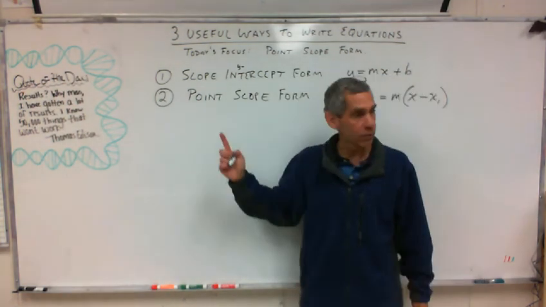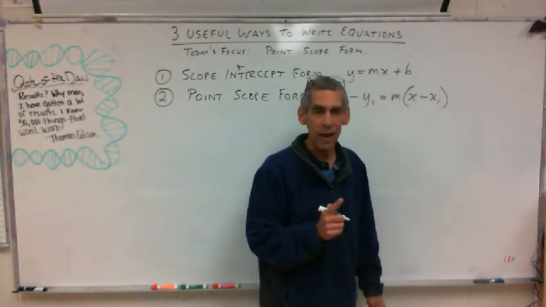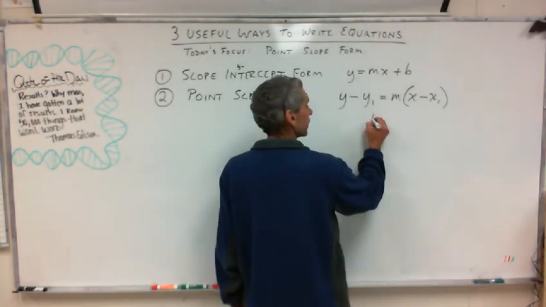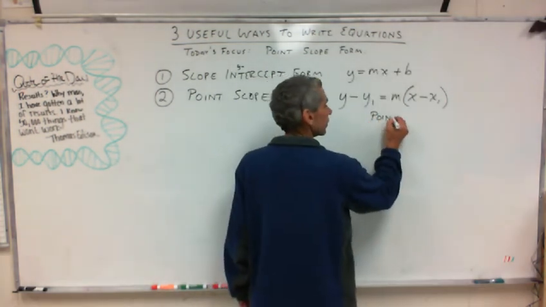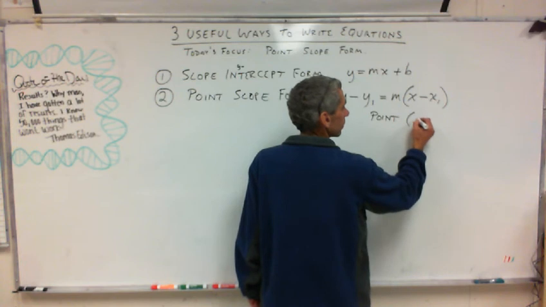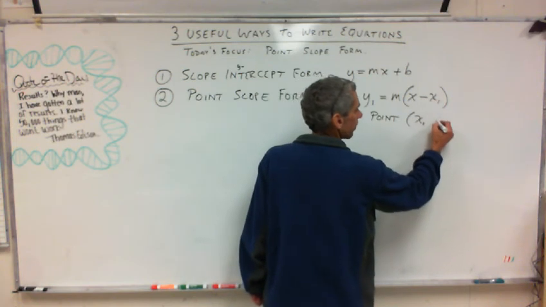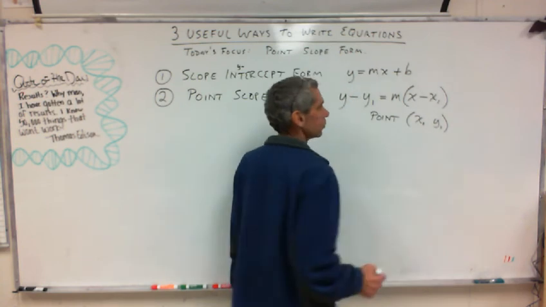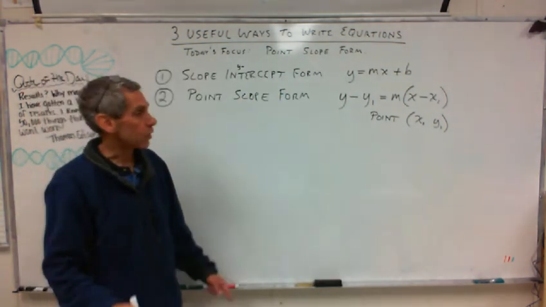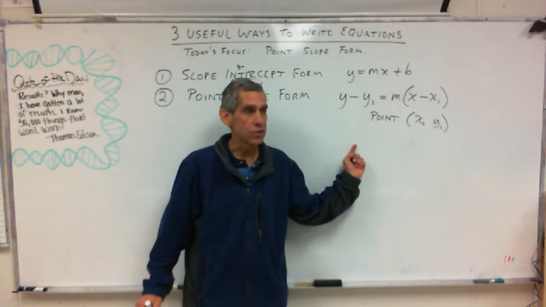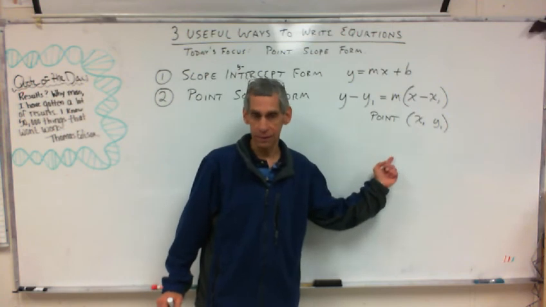A point. Now, the point you have to know how to find. The point is (x1, y1). That's your point. And we're going to go over this, and I'm going to show you. It's a little confusing at first, but once you get it, it's so easy, right?